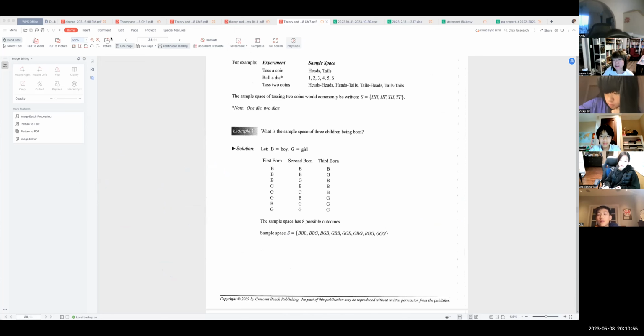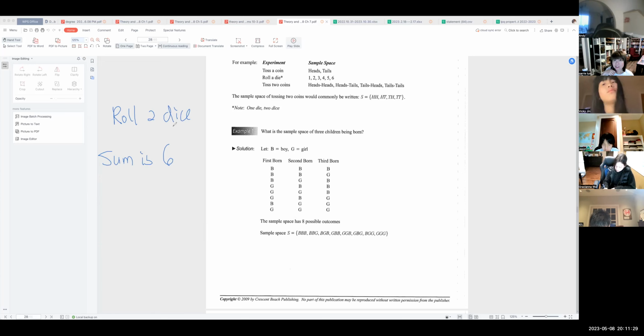Okay, very good. Now let's learn another one. We are going to roll 2 dice. Everybody, I want you to tell me what is the probability that the sum of the dice is 6. Everybody think about it. You roll 2 dice and the sum is 6, Kelvin.